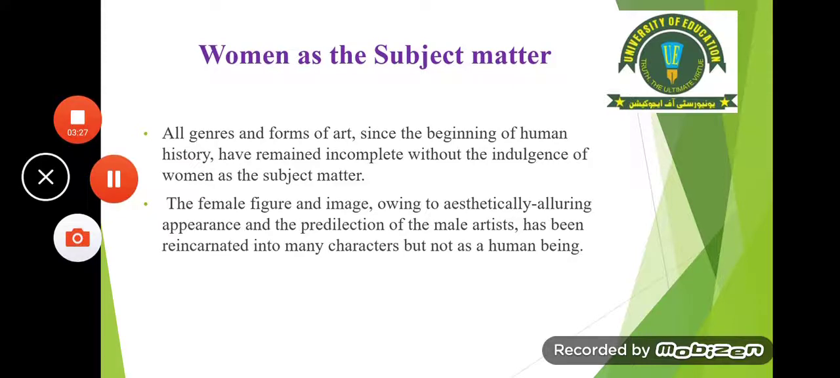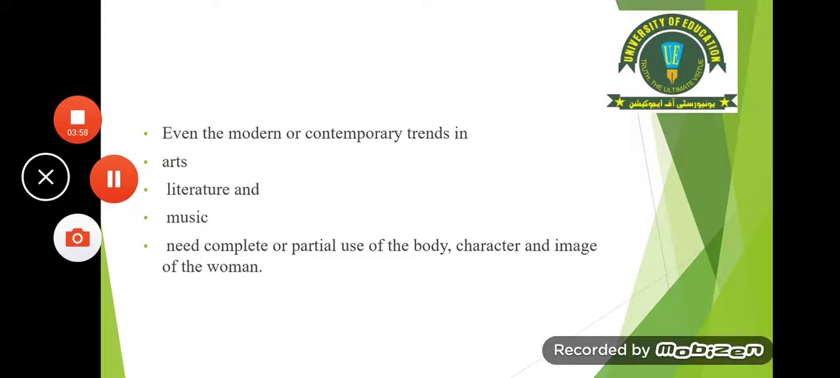The female figure and image, owing to aesthetically alluring appearance and the predilection of the male artist, has been reincarnated into many characters, but not as a human being. So, as compared to the male figures, the female figure has been more associated with different ideas aesthetically as well as apparently. Even the modern or contemporary trends in arts, literature and music need complete or partial use of the body, character and image of the woman.